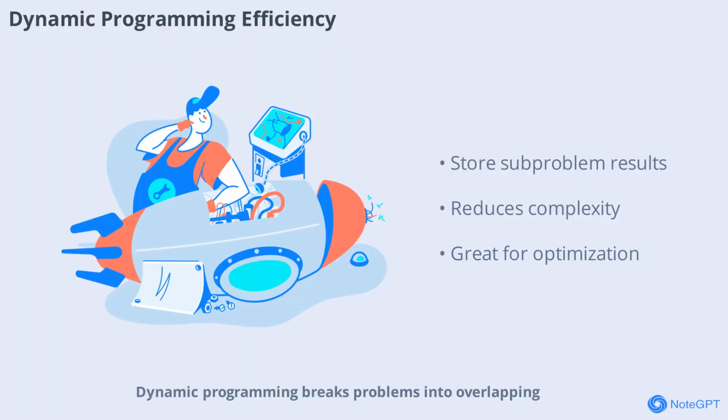Dynamic programming breaks problems into overlapping subproblems and solves each just once, storing the results. This can turn exponential time problems into polynomial time, making complex tasks manageable. Examples include the Fibonacci sequence and knapsack problem.